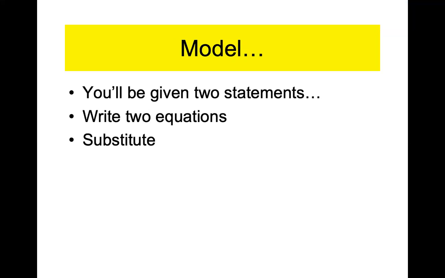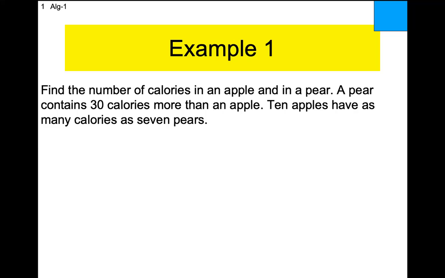I said the model was this. You're going to be given 2 statements. You're going to write 2 equations. You're going to substitute. So the first sentence is just what the question is. That must mean the next two sentences are the two equations. One is going to be hard, one's going to be easy. Let's see. A pear contains 30 calories more than an apple. The second one says 10 apples have the same calories as 7 pears. The first sentence is hard, the second one is easy.